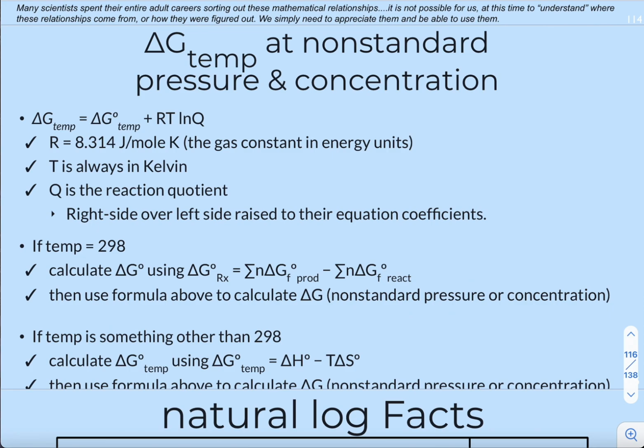R is going to be the ideal gas constant. Now, when we talked about the ideal gas constant before, we've used the atmospheres one, which is 0.08206. This time we're going to use joules per mole Kelvin. So it's going to be 8.314 joules per mole Kelvin. Q is the same that Q was before. Right side over left side, or products over reactants raised to their equation coefficients. We did that ages ago, so you are familiar with that.